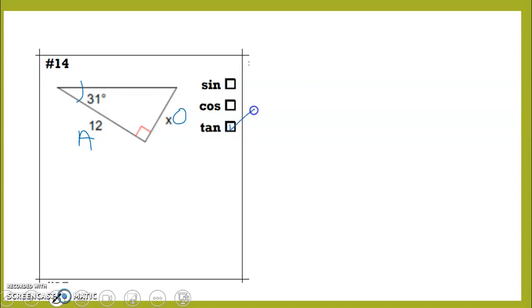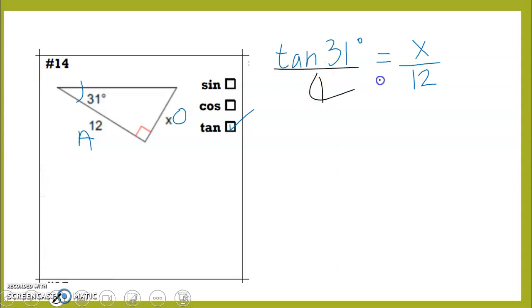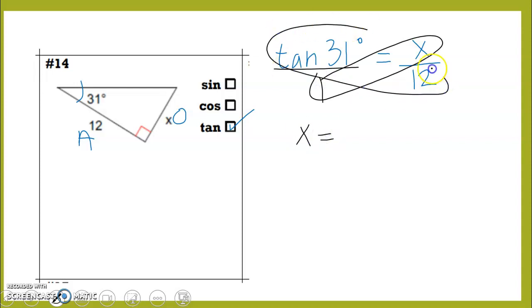Once again, I am using tangent. SOHCAHTOA, tangent is opposite over adjacent. So write out tangent of 31 degrees equals the opposite side, x, over the adjacent side, 12. Just like last time, we're going to put this over 1 and cross multiply. 1 times x is x. And remember, you cannot multiply an angle by a side length. So we're going to put that side length in front, 12, and write 12 times tangent 31 degrees.